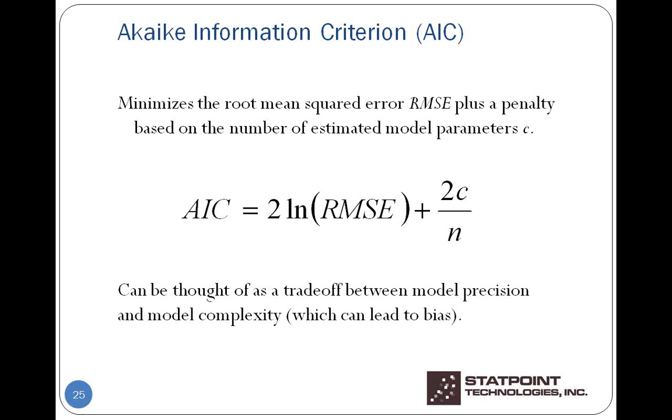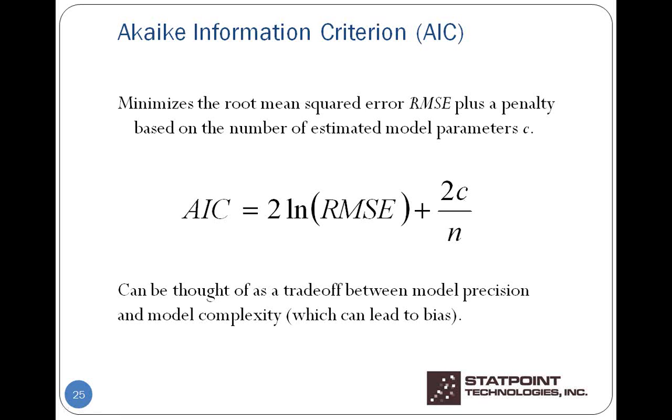Plus a penalty based on the number of estimated model parameters. And by definition, the AIC is 2 times the log of the root mean squared error plus 2 times the number of unknown model parameters divided by the number of observations. Now, what this can be thought of is as a trade-off. It's a trade-off between the precision of the model as estimated by the root mean squared error and also the model complexity.